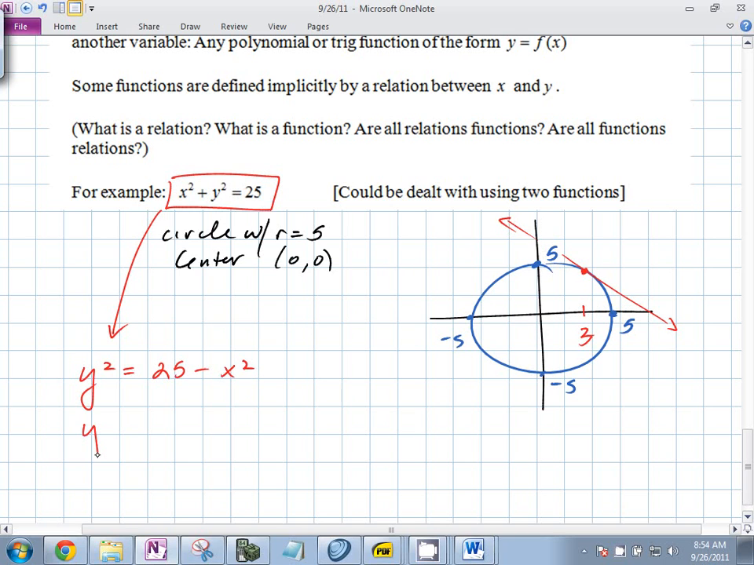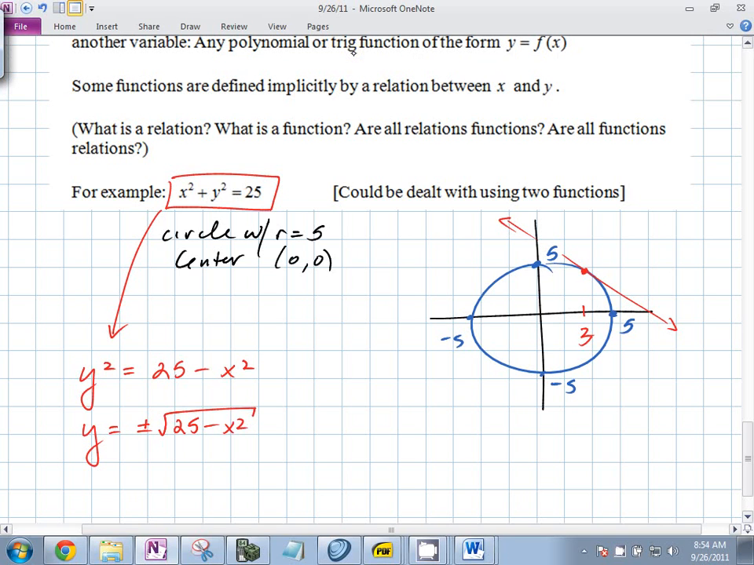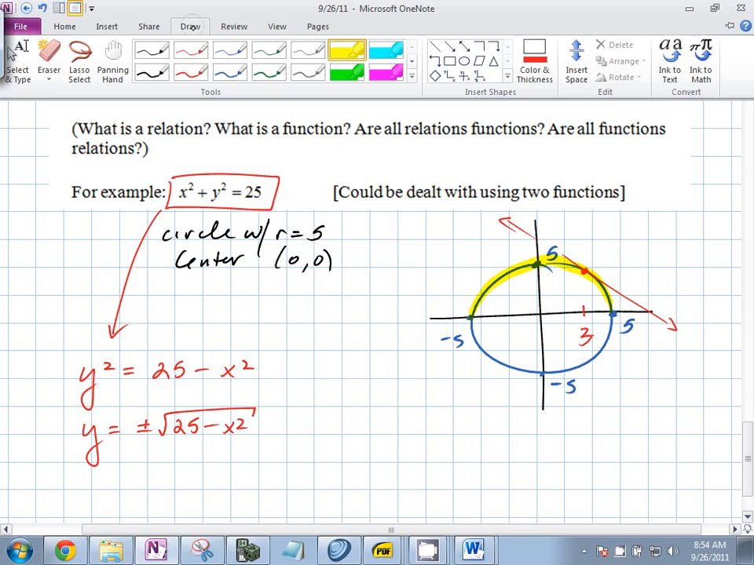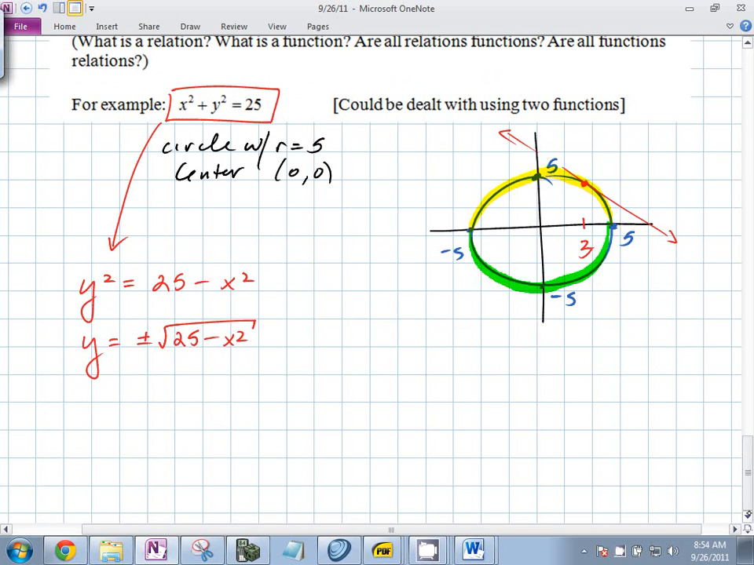So y is equal to plus or minus the square root of 25 minus x squared. Now, the positive part of this is the upper or the lower half? The upper half. The negative part is the lower half, exactly. So if we want to find the derivative at 3 on the upper half, which function do we need? The plus. So we want the upper half.